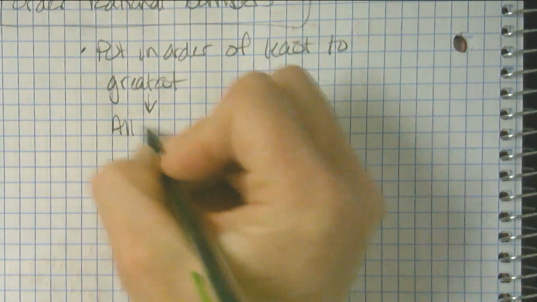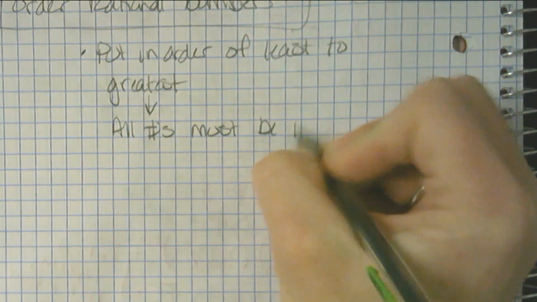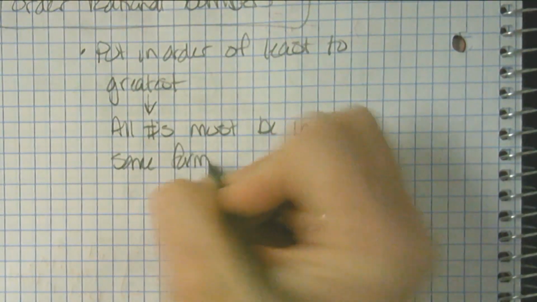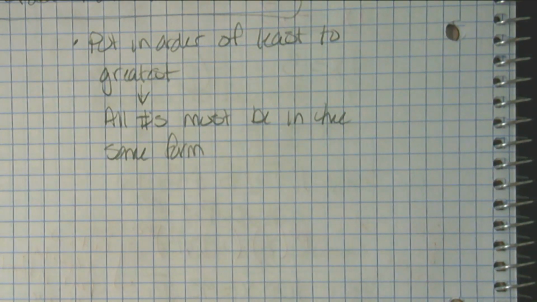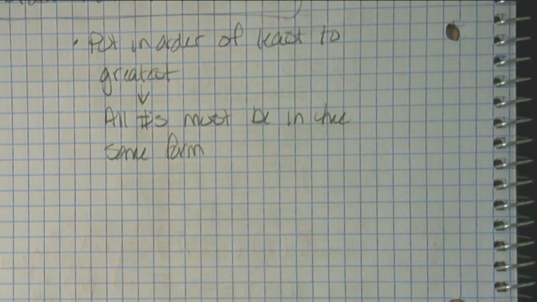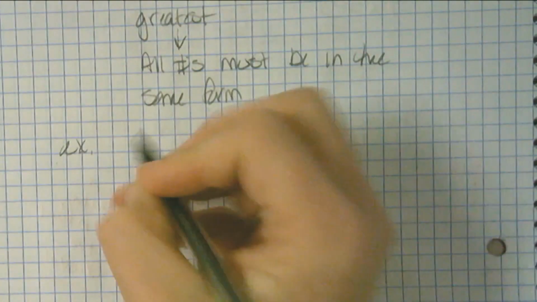So all numbers must be in the same form. It does not matter what form. So if you find that it's easy based on the numbers to do a common denominator, then put them all in fraction form. If you're like, oh, this is going to be too hard to find a common denominator, then just change them all into decimal form. It doesn't matter. Okay? So I want you to put these numbers in order of least to greatest.